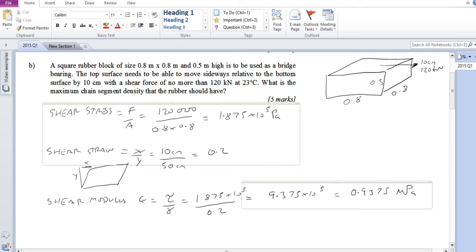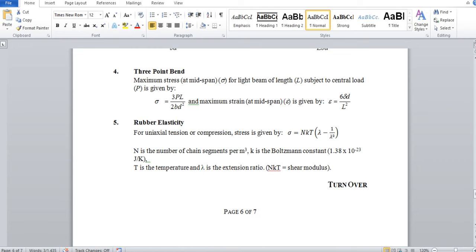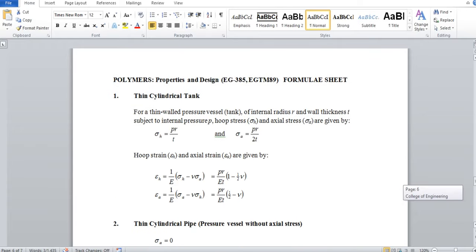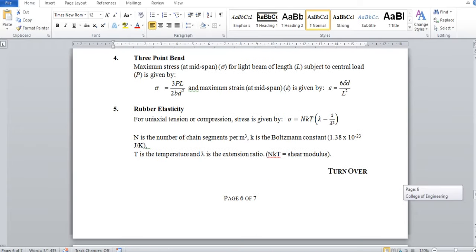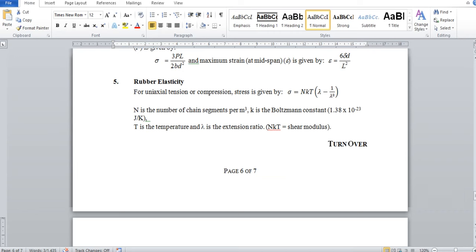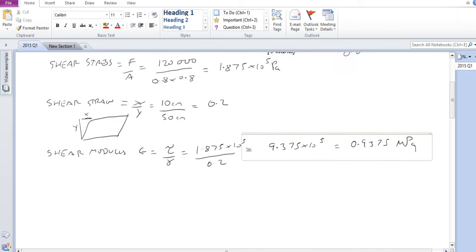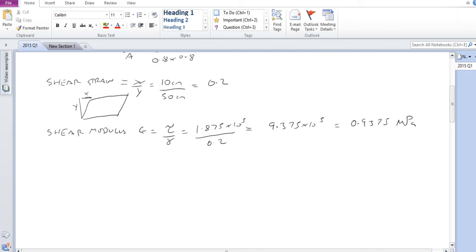The question is asking, though, for the chain segment density. So we need to go back to our formula sheet. At the end of the exam paper there's a formula sheet, and within that there's a section on rubber elasticity, and the important bit here is this one. n times k times T is the shear modulus. So we can use that to find the value of n, the chain segment density. Since nkT is the shear modulus, n, which is what we want to find, is G divided by kT.